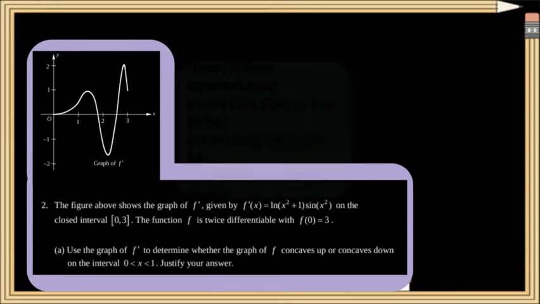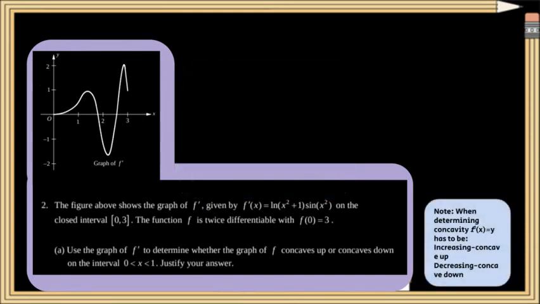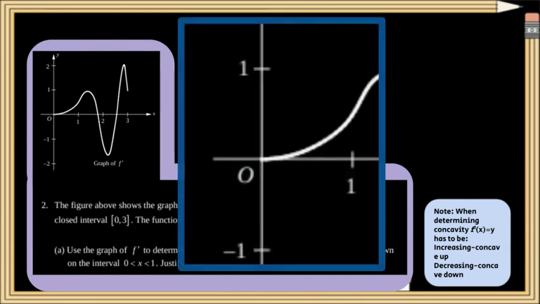Justify your answer. So first, note when determining concavity, f prime of x, equals y, has to be increasing to make it concave up, and decreasing equals concave down. So just keep that in mind while answering the problem. And because you're only going from 0 to 1 on this graph, you want to just focus on that region because there is a lot more given to you than what you need. So here's where you need to be focusing, from 0 to 1.